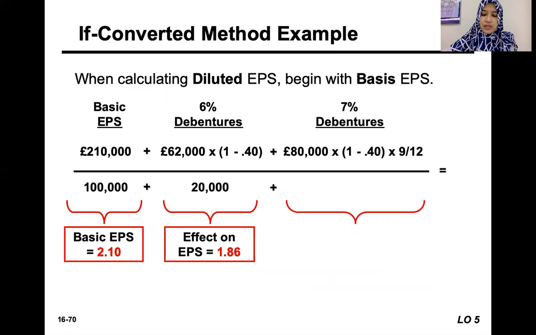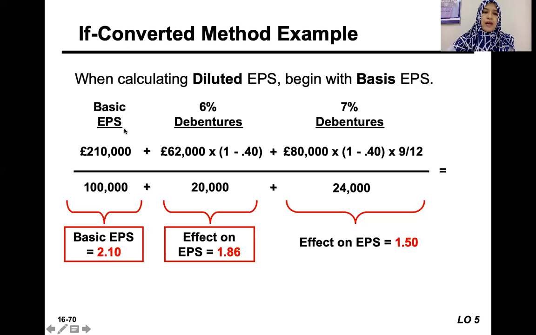And we have to consider how many months the bond has been outstanding, because it was issued during the period, for 9 months. And again, on the bottom, the weighted average number of ordinary shares, we have to add if the bond is converted into ordinary shares. The second bond can be converted into 24,000 ordinary shares. So we get the further effect on EPS. It has further reduced to 1.5.